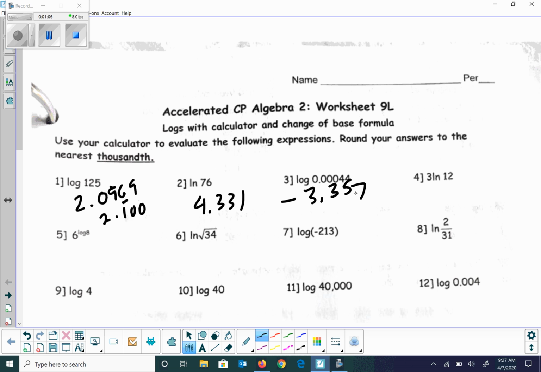Make sure you close the parentheses. So I get 7.455. And then 6 raised to the log 8. So what I'm going to do is I'm going to go 6, and the caret key to make an exponent is right above the division. It looks like a little arrow upward. 6 raised to the log 8 comes out to 5.04.